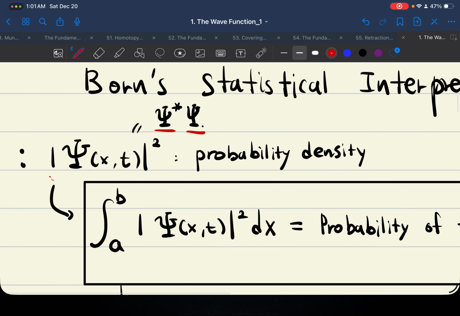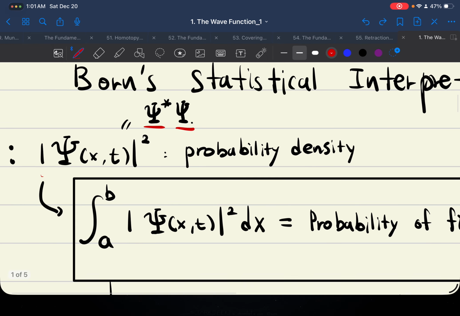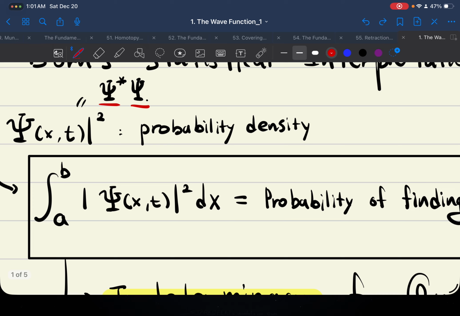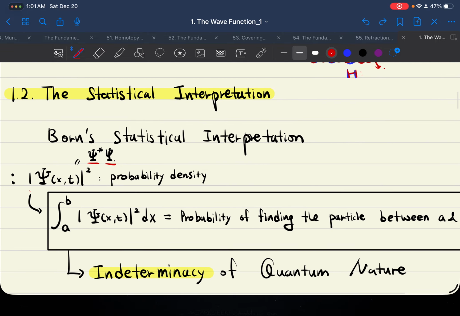So here, this norm squared of psi means the probability density. When we calculate the integral from a to b of the norm of psi(x,t) squared dx, we get the probability of the particle being from a to b. More precisely, the probability of finding the particle between a and b at time t. x is used as a dummy variable for integration, so this left-hand side is a function of t.